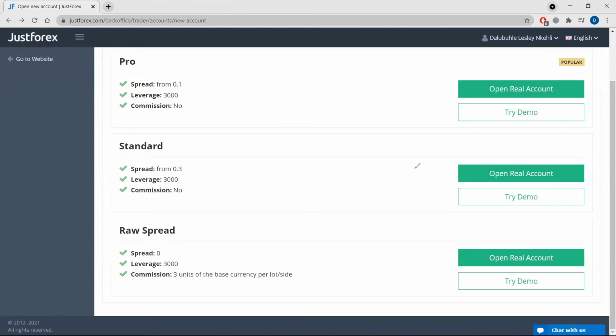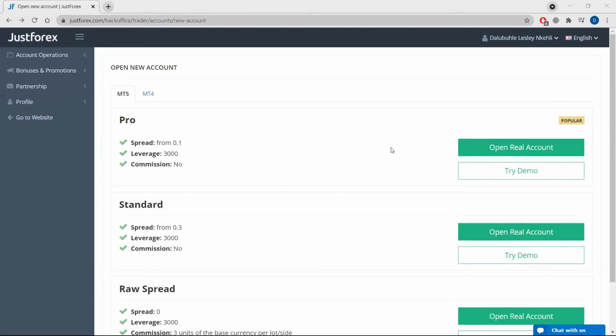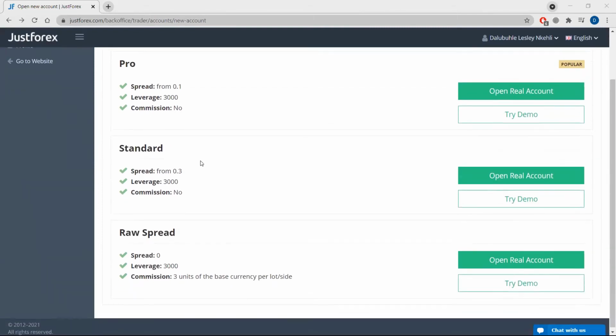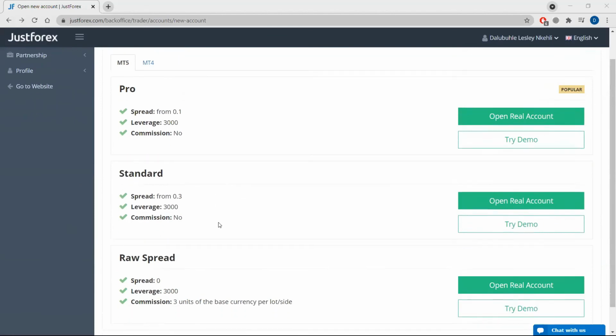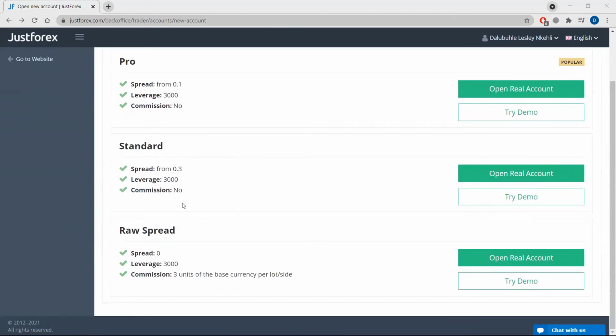If you click open an account, this is what you're going to see. So you have options. A pro account, you are not a pro. You are a beginner, okay? A standard account, there you can see it. A raw spread account, I'll explain them as well. Generally, on every broker, you're going to see the same things. A raw spread account.